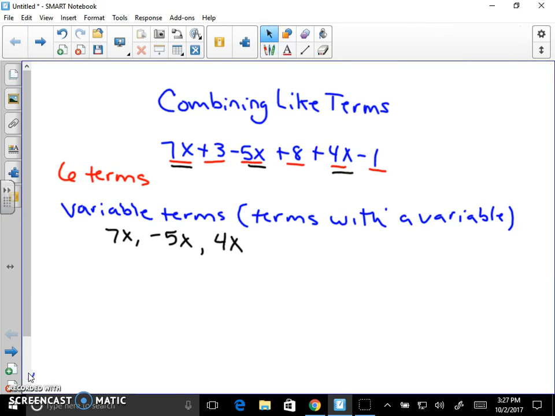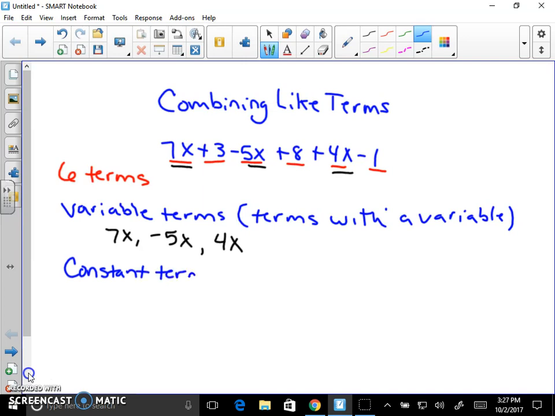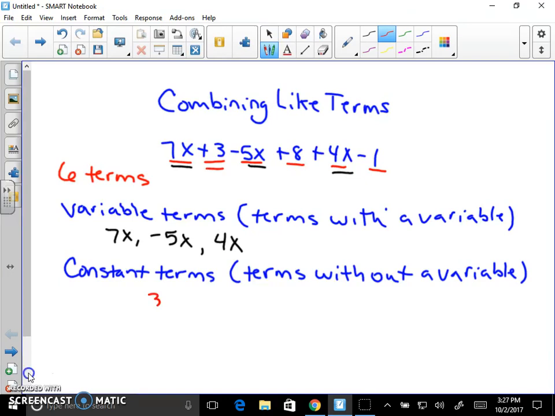Okay, let's look at something else, constant terms. So constant terms, they're terms without a variable. They would be 3, 8, and this negative 1. And let's go over one more thing.